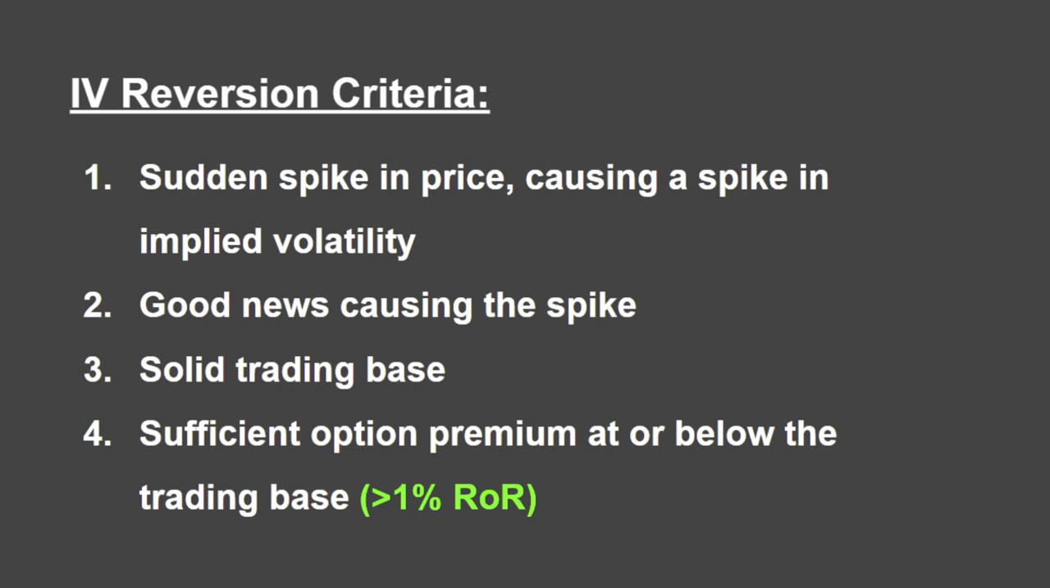With the Robinhood 20 strike puts that we sold, we were able to get a 20 cent credit. That is the 1% or greater ROR that we were looking for on the trade. So that really fit the bill on a lot of these criteria.